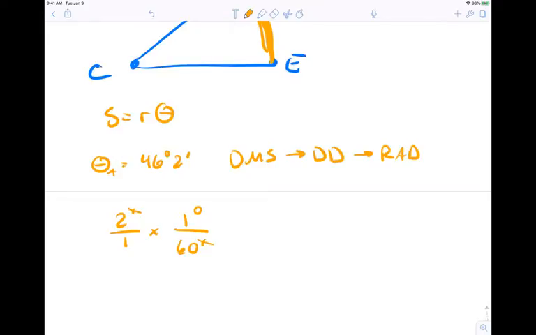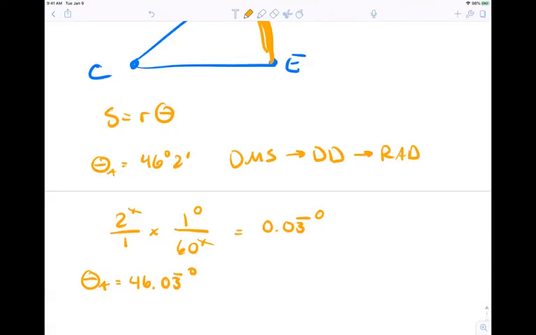2 divided by 60 is about 0.03333. I'm going to just leave it at 0.3 bar degrees, right? So 2 minutes in degrees is 0.03 bar degrees. So then this theta is going to be 46.03 bar degrees.